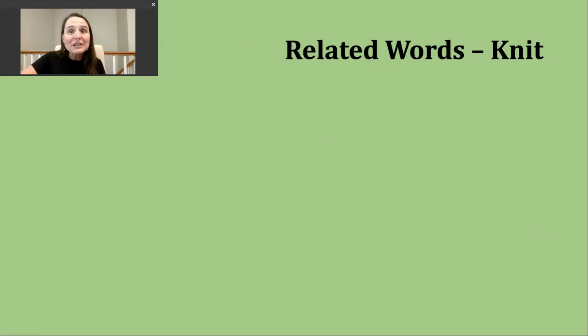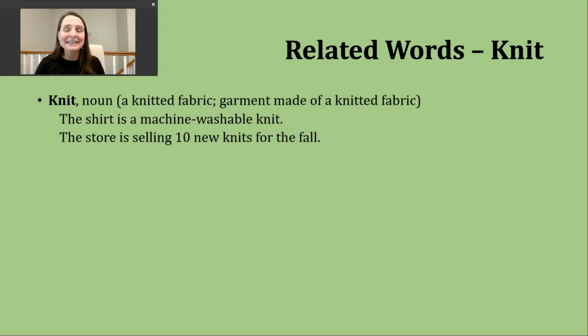Now, let's spend a moment looking at some words that are related to our verb knit. And the first word we're going to look at is just the noun form of this word. So, exact same spelling, exact same pronunciation. The noun knit can just refer to some kind of knitted fabric. An example of this might be, the shirt is a machine washable knit. So, I'm talking about a type of fabric here.